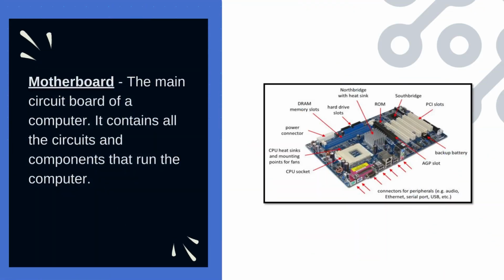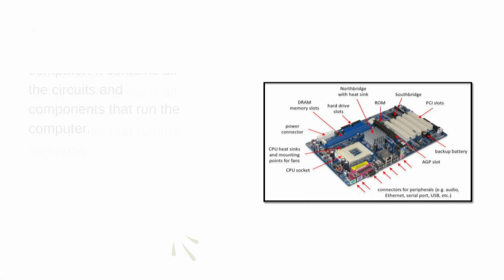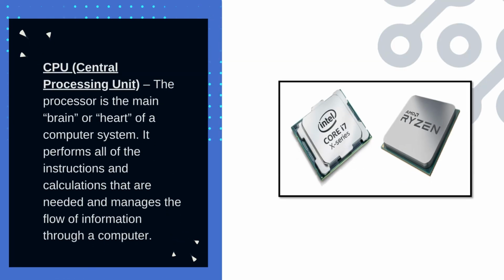Examples are, first, the motherboard. It is the main circuit board of a computer. It contains all the circuits and components that run the computer. Another is the CPU or Central Processing Unit. It is the processor, the main brain or heart of a computer system. It performs all of the instructions and calculations that are needed and manages the flow of information through a computer.